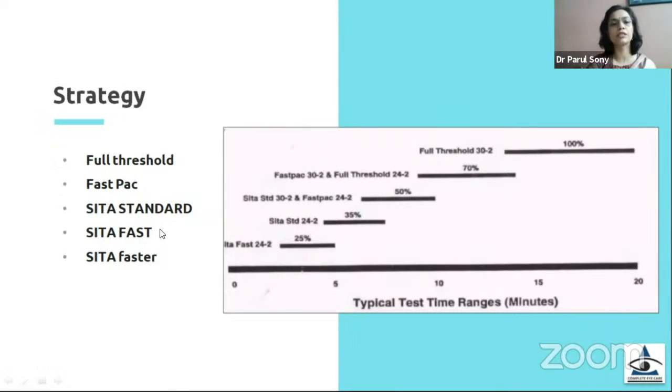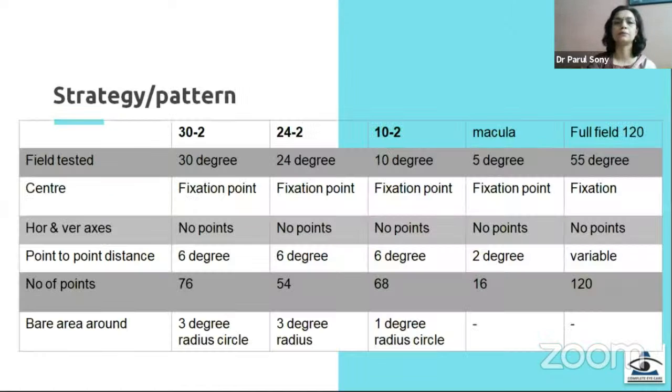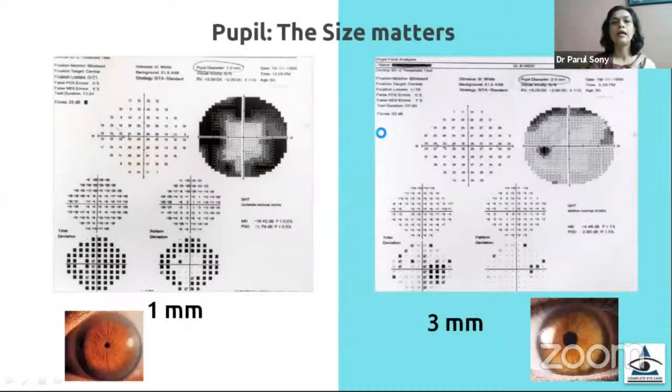Presently, we are mostly using the SITA strategy, which is Swedish Interactive Testing Algorithm, which is much faster. And now we have the SITA Faster also, which is almost 25 to 50 times faster than the SITA Fast technology. Then we can have different patterns, depending on the type of glaucomatous damage that the patient has. You can choose a 30-2 or a 24-2. If patients have advanced glaucoma, then one can opt for a 10-2 or a macular test.